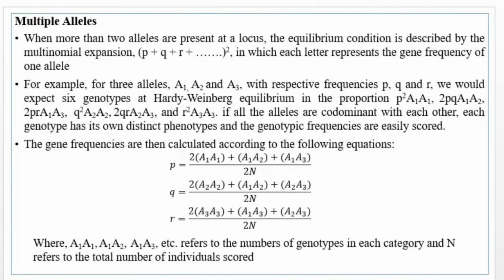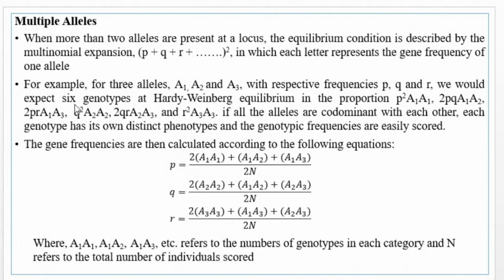So when more than 2 alleles are present at a locus, the equilibrium condition is described by the multinomial expansion. We looked at the binomial expansion, (p + q) squared; for multiple alleles, the multinomial expansion describes whether the population is in equilibrium or not. So it is (p + q + r + ...) squared, in which each letter represents the gene frequency of one allele: first allele p, second q, third r, fourth s, fifth t. In this way the frequencies are represented.